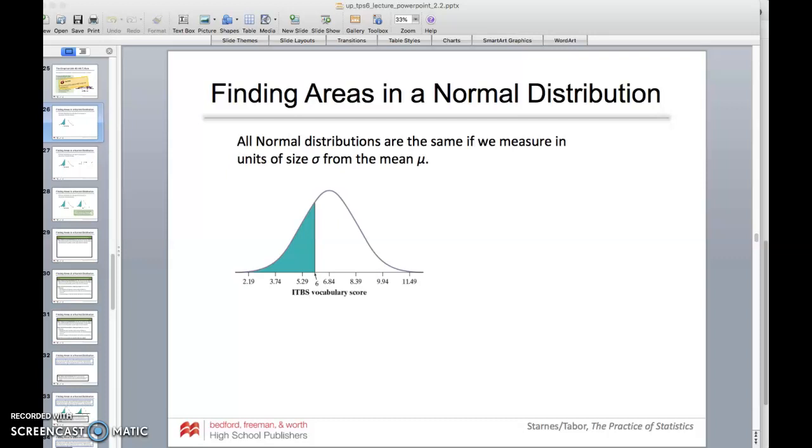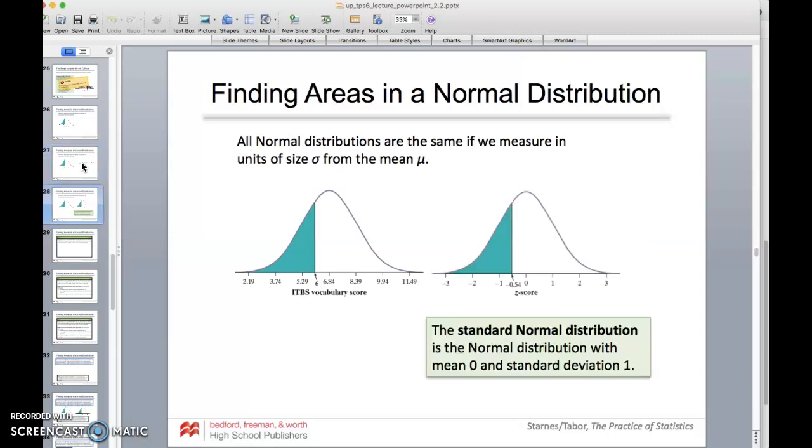So all normal distributions are the same if we measure units of size of the standard deviation from the mean. If we always base it on that, they'll always have that same area. So that's key as we're looking at that. To find that z-score, we're going to take the actual value, subtract the mean, and divide by the standard deviation. So there's your little formula that we need to standardize that score.